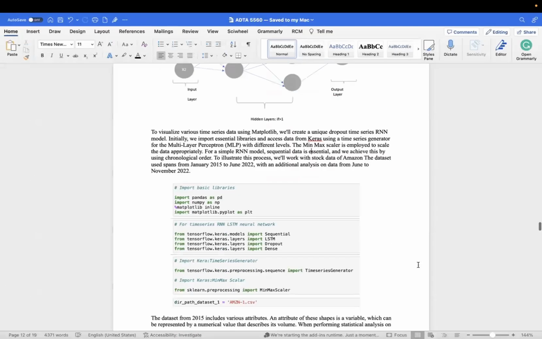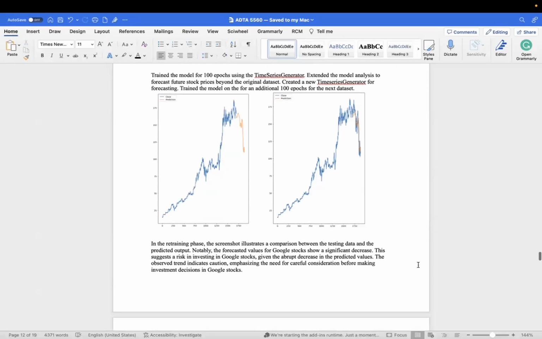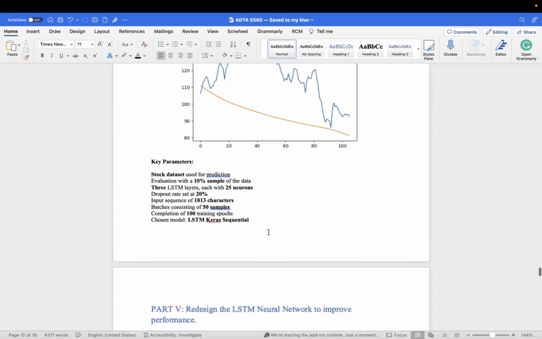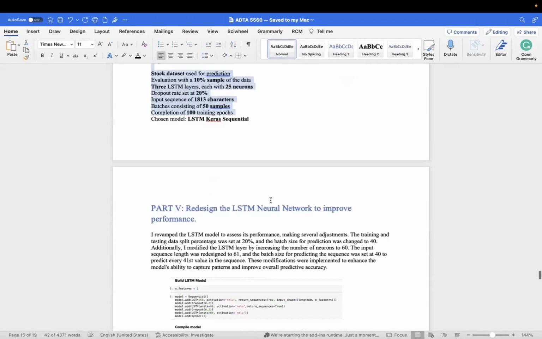Below are the key parameters that I mentioned: what data predictions are used, how many epochs are used, the batch size, the input sequence, and everything.